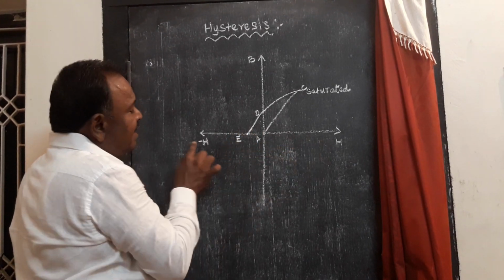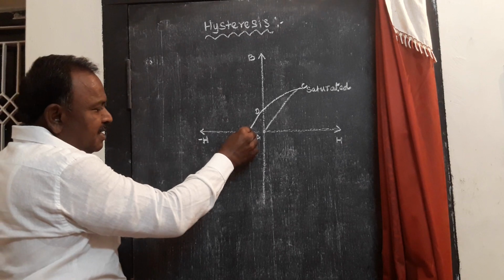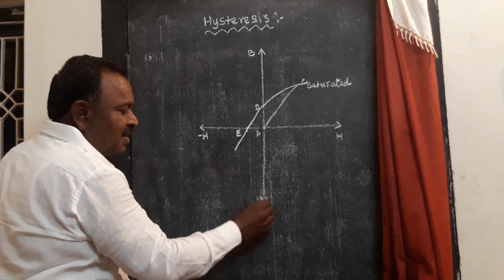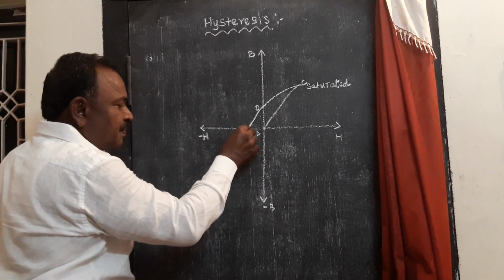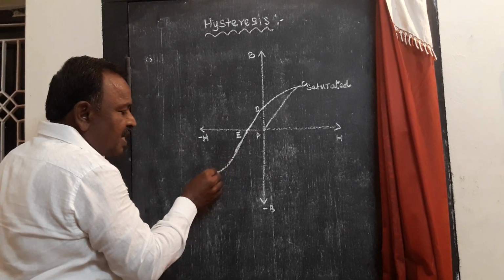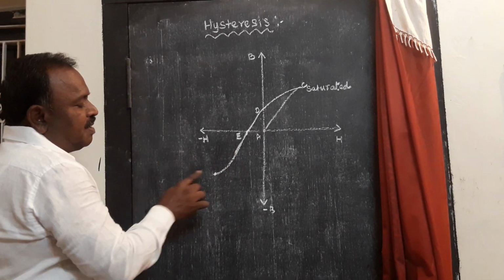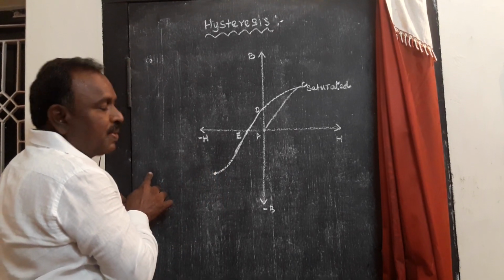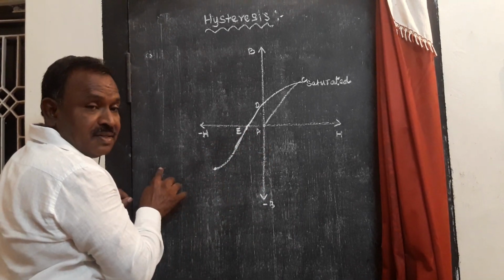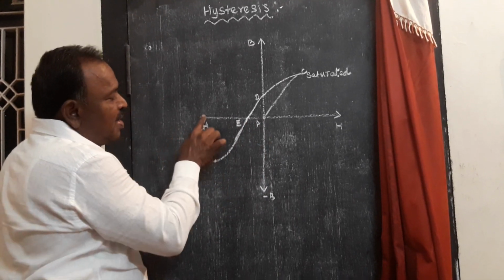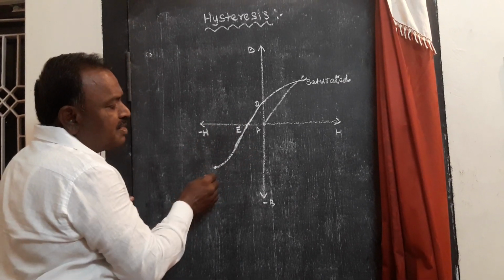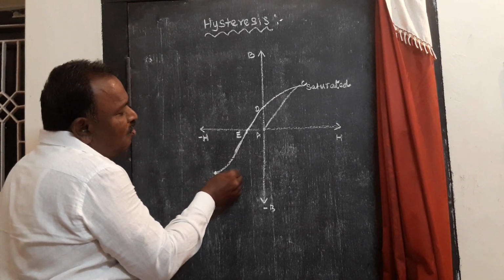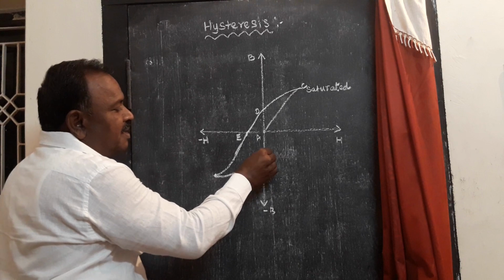Now, if the negative magnetizing field increases, what will happen? The magnetic induction will increase in the opposite direction and it becomes a saturated value at a particular magnetizing field. Beyond that saturated value, magnetic induction will not increase and remains constant. Now, if I decrease the magnetizing field, the magnetic induction will also decrease, but it will follow a different path and reaches this point.